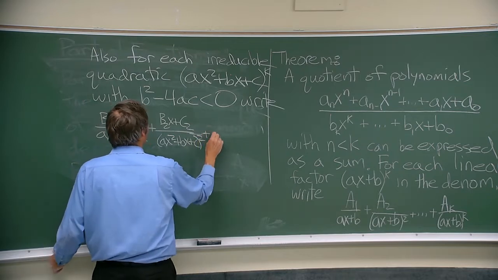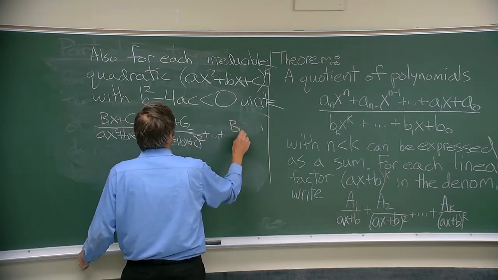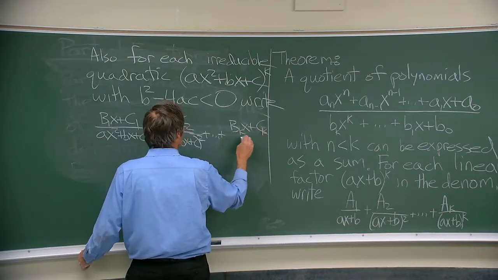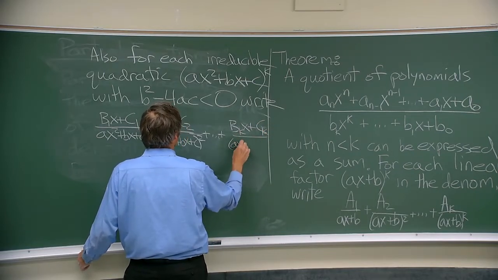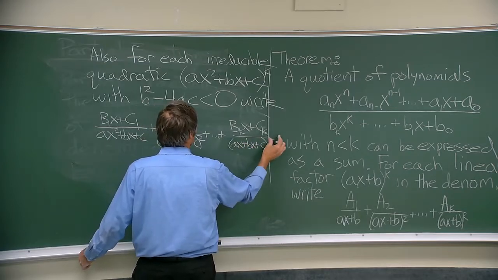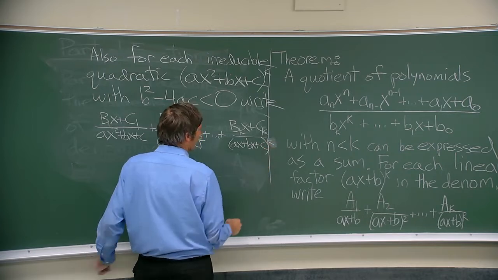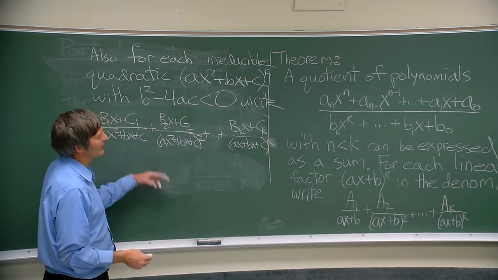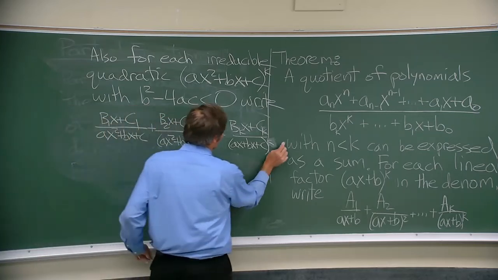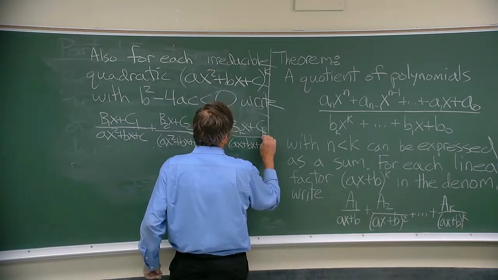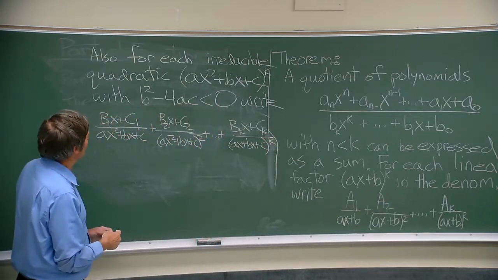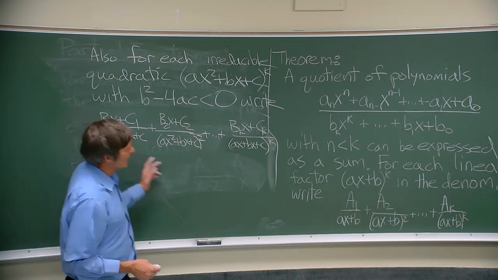What a mess, huh? Plus bkx plus ck all over the irreducible quadratic to the k. This is the most general thing you have to do because every polynomial factors into linear and irreducible quadratic factors. You won't get any cube terms left if you factor it all the way, it turns out. Theorem from algebra. So we're going to learn some real important algebra theorems today too, to remind you of them at least if you knew them.